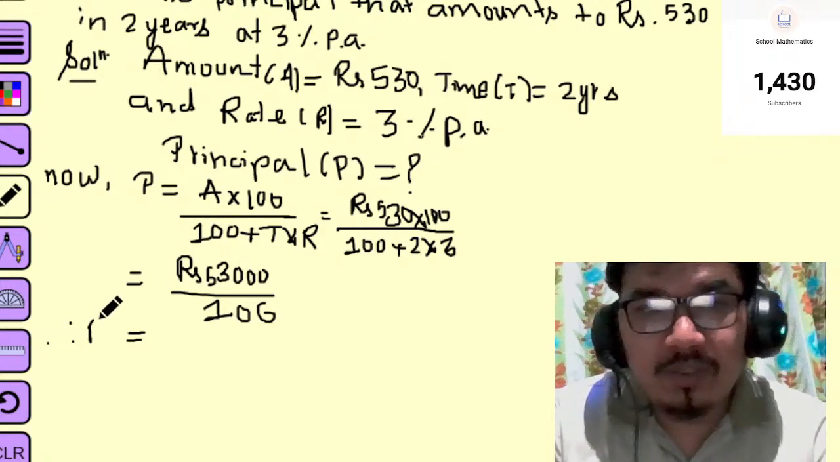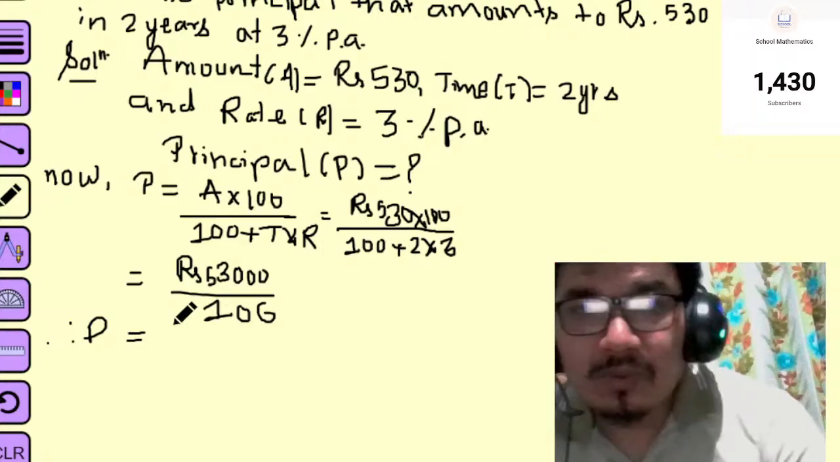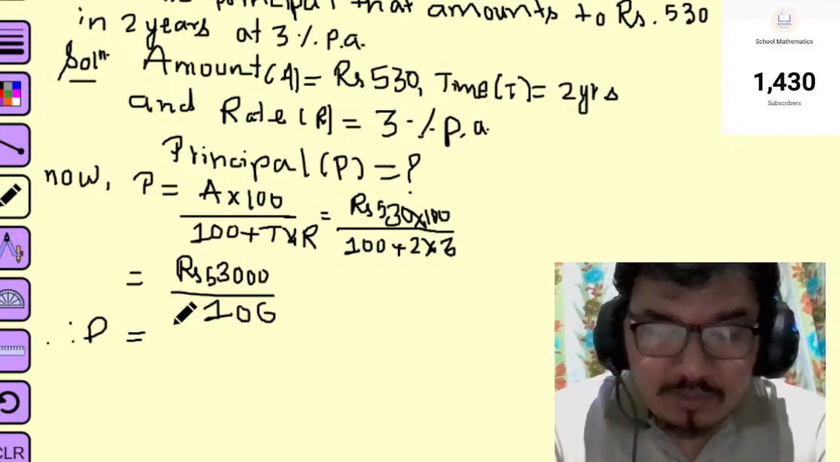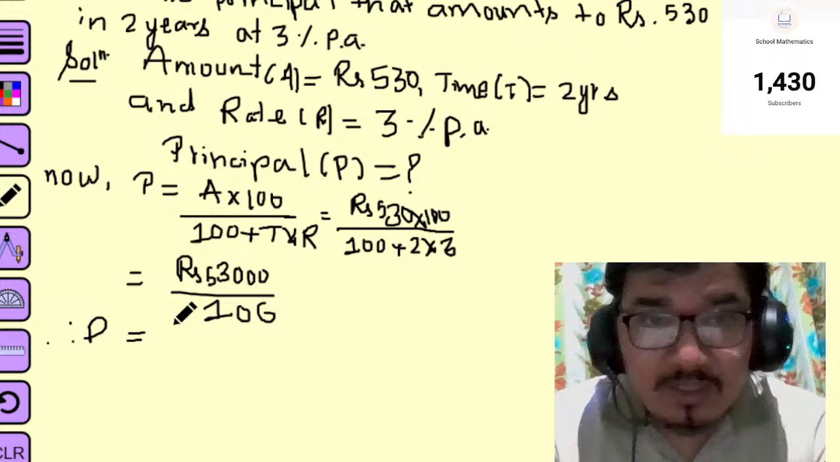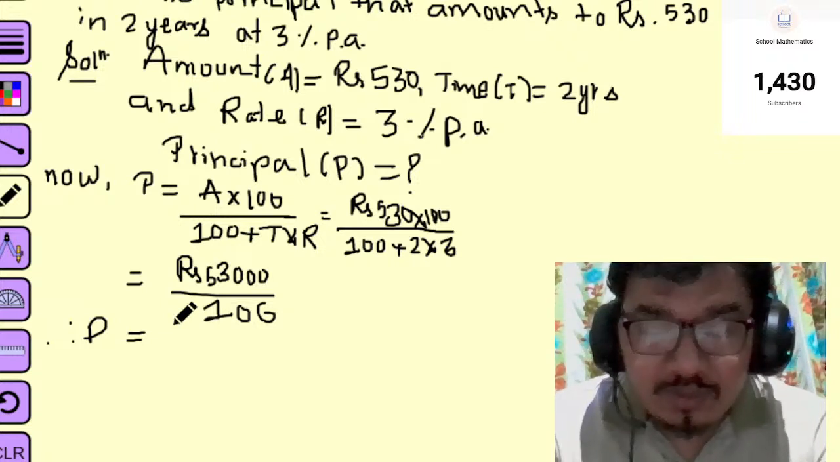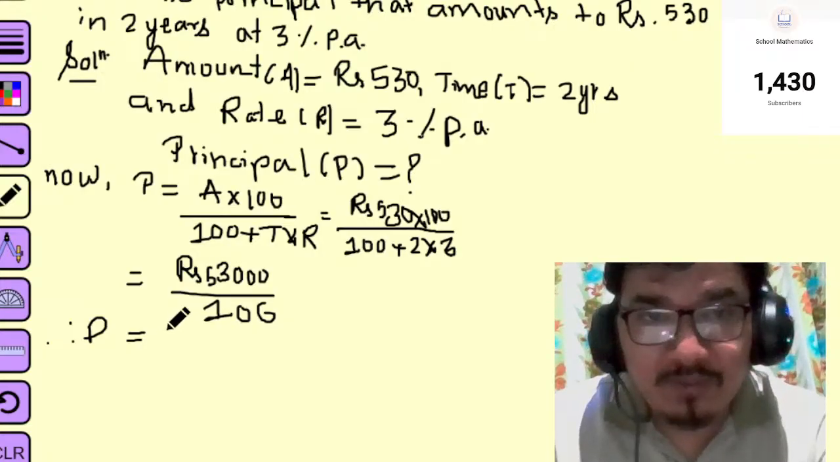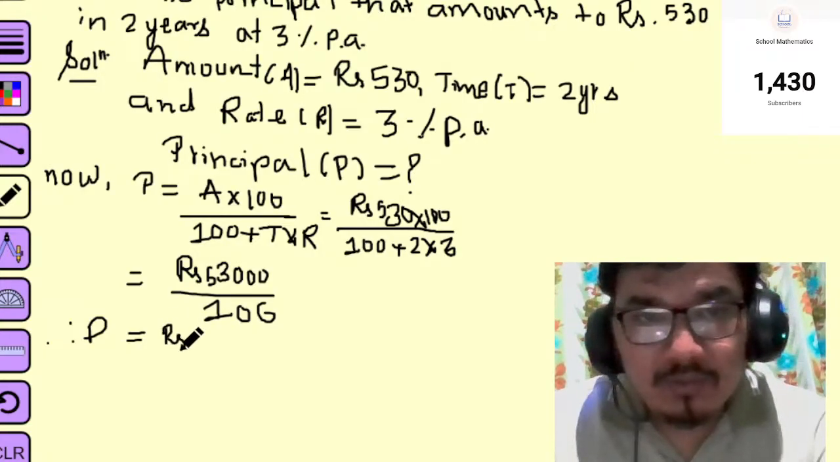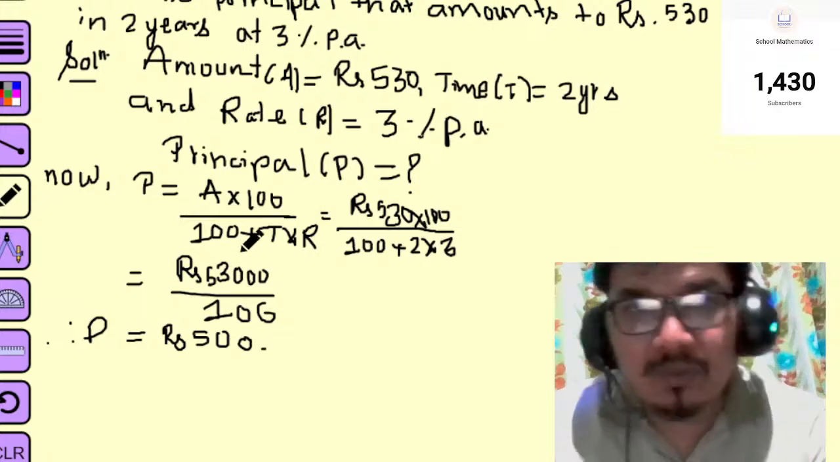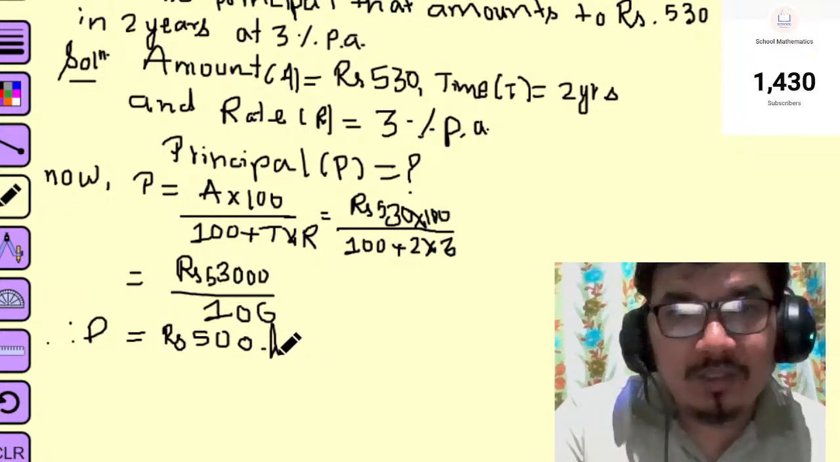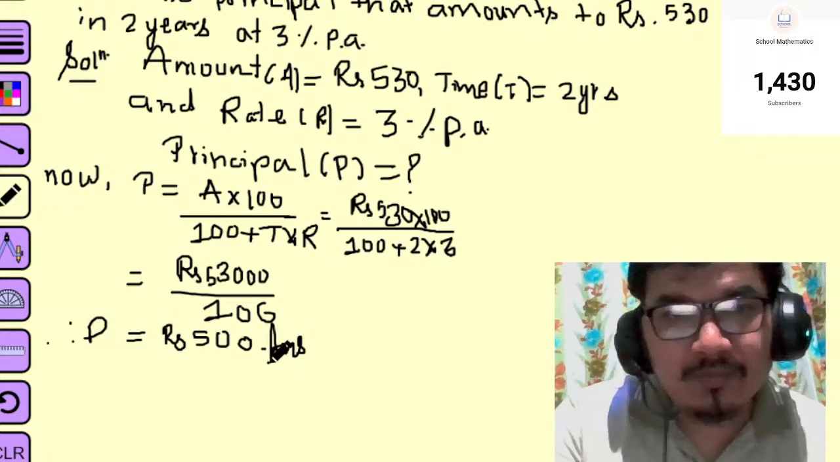Therefore we got the principal. Let's calculate with that division. It is coming 53, then 53000 divided by 106, and it will come exactly 500. Rupees 500 is the principal according to this question. When amount is given, this is how to find principal. This is the way to do this type of question.